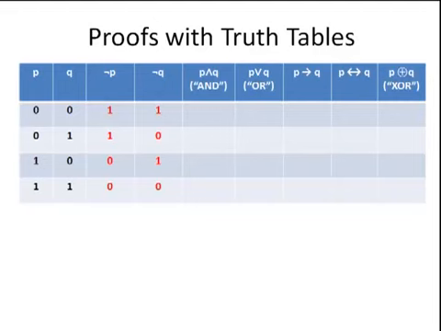So in the first row there, p is equal to 0. That means the negation of p is 1. In the second row, the value of p is 0 also, so the negation is 1 as well. The same thing works for q. If q is 0, the negation of q is 1, and if q is 1, the negation of q is 0. So that's a quick reminder of the negations, or the not operations.